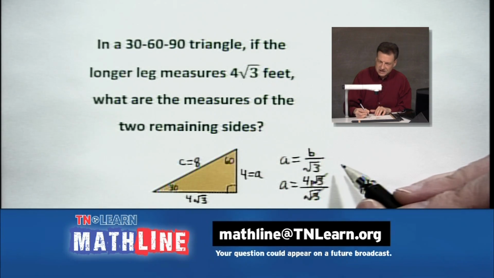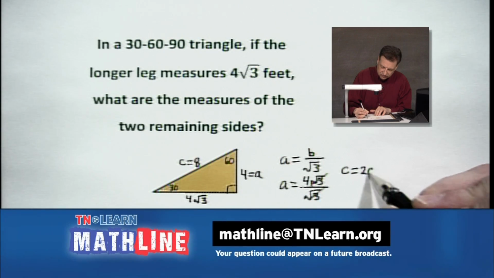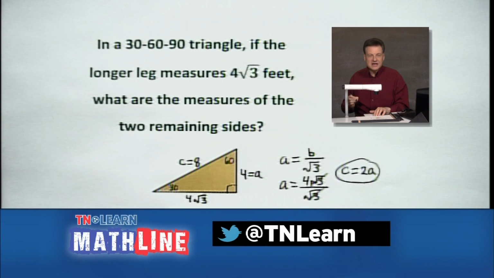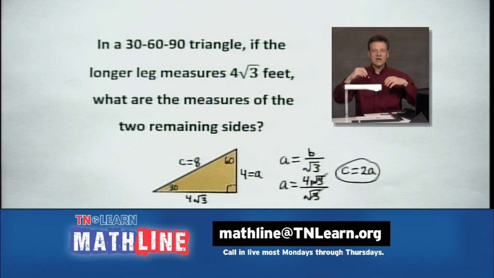By the way, you say, Ernie, how did you get there again? C, remember, is 2 times A. And this was your other little formula. How do you get to A from B? You divide, because it's getting smaller. If you want to go from A to B, you multiply. It's getting larger. All right, and it's always about the root of 3.